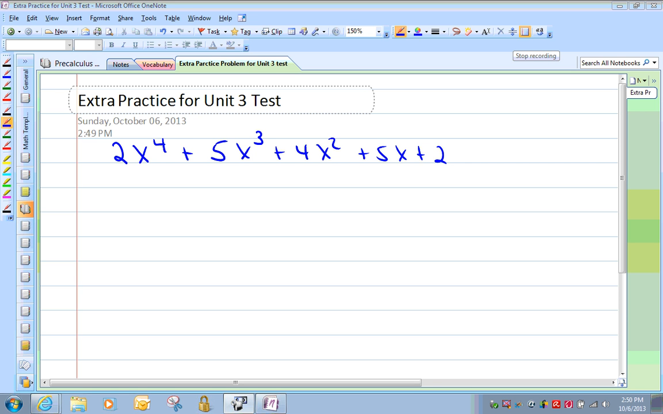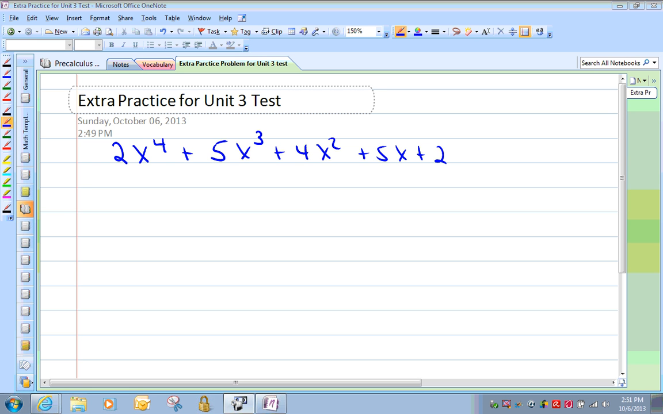Right, good evening, Bearcats. This is Precal, Pre-AP, the extra practice problem for the Unit 3 test. This goes over a lot of the different things that you'll have to be doing. Obviously, you need to know how to do long division and synthetic division. You need to be given roots or solutions, be able to write the factored form, and multiply them back together to get your original polynomial.